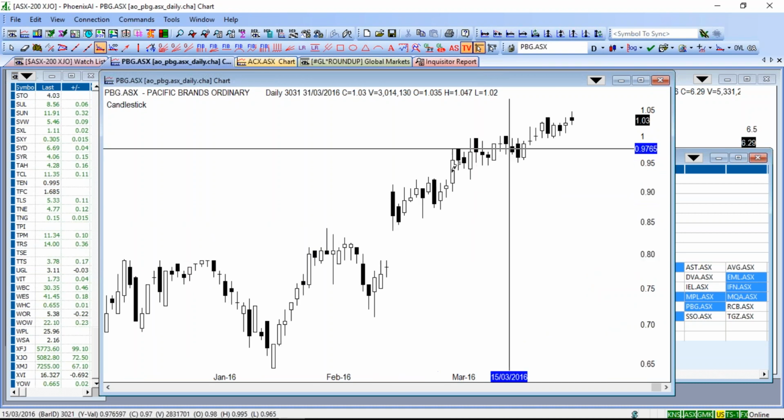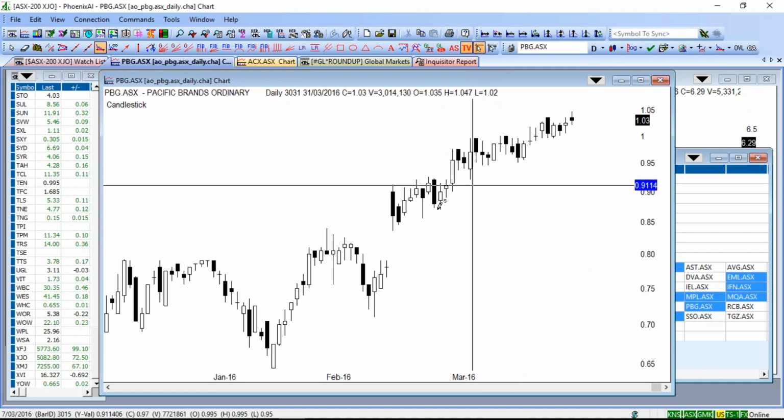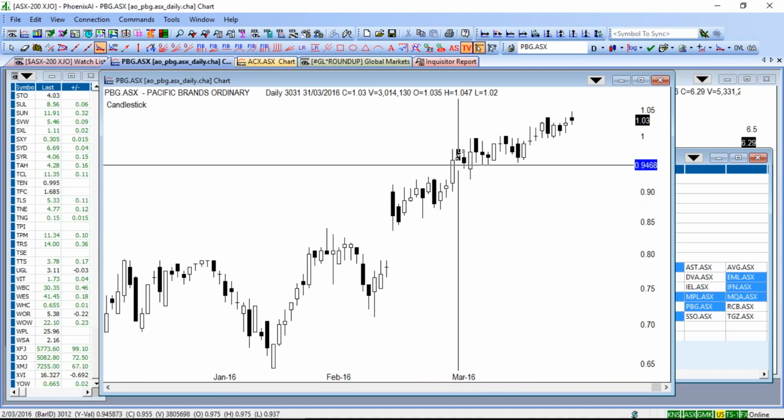Bit messy up through here. Looks like it's a bit of a struggle to get up through here. This probably wouldn't interest me all that much. This breakout here would have.